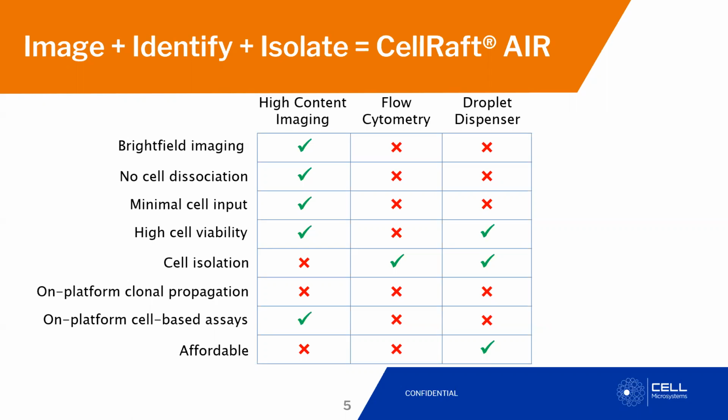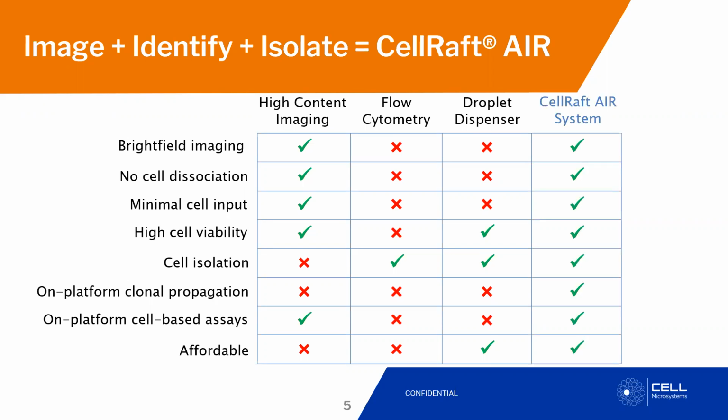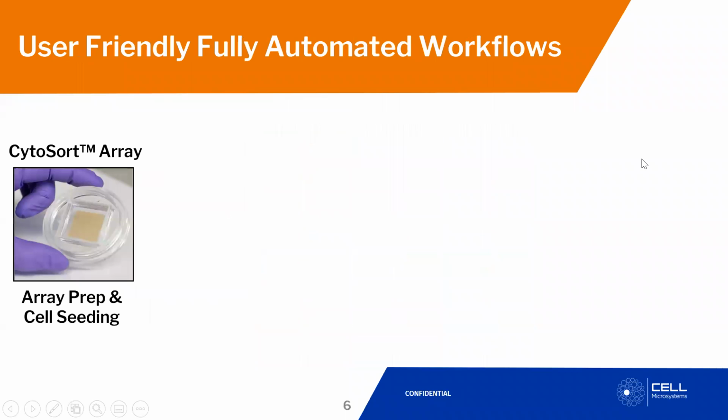We most often get compared to the flow cytometers and the droplet dispensers in this space because we allow you to image and isolate your cells. But unlike those instruments where you are needing large sample inputs, you can't actually phenotypically characterize your cells, and you need a lot of cells to get started, we think the AIR system really solves all of these issues that other technologies might have and allows you to combine the power of imaging, both bright field and fluorescence, with the ability to actually recover the cells that you have looked at in the dish.